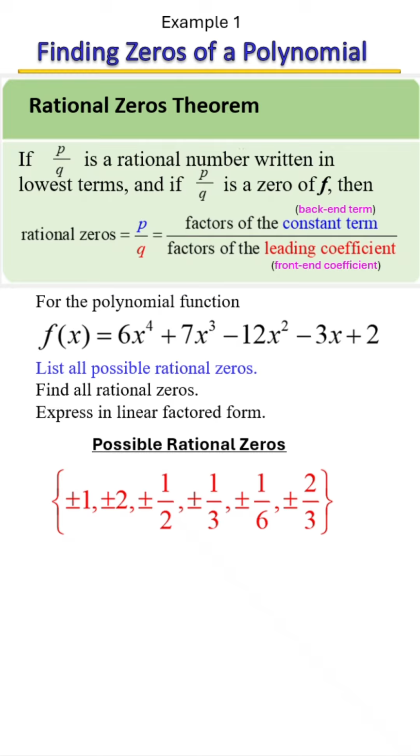But this polynomial actually only has 4 zeros. How do I know that? Because of the degree of the polynomial. So in this section, we're going to talk about when you have a whole list, how do you find out which ones really are your zeros?